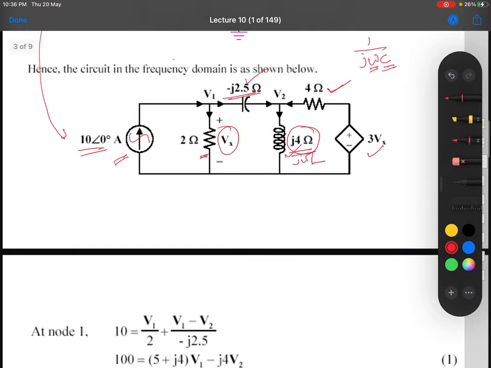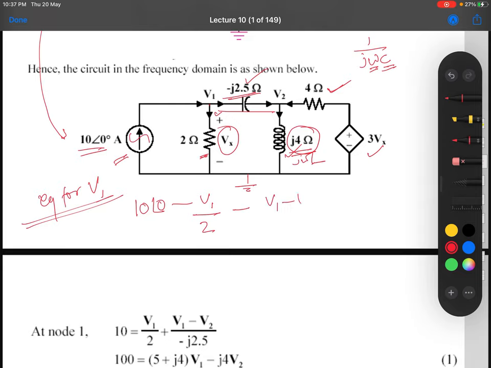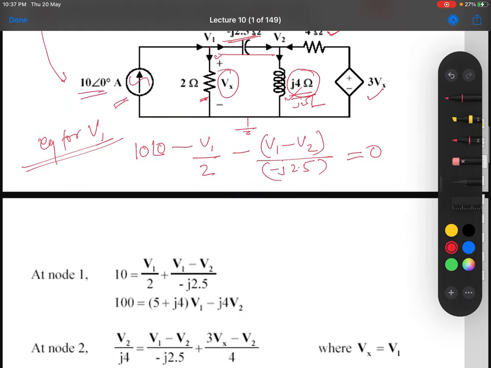So we can write the equations here. So what could be the equations? Please remember, this was reference. And if you want to write the equation for node V1, then 10 angle 0 is going into the circuit. Then here it is going out of it. So V1 upon 2, this is the amount of current going out of this node. Then this is again going out of this node. So that is (V1 minus V2) upon the impedance minus j2.5. This should be equal to 0. So this is KCL for node V1, and that is what is written over here.